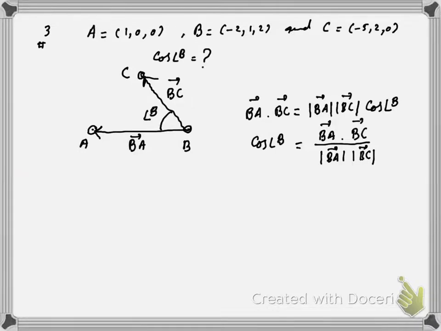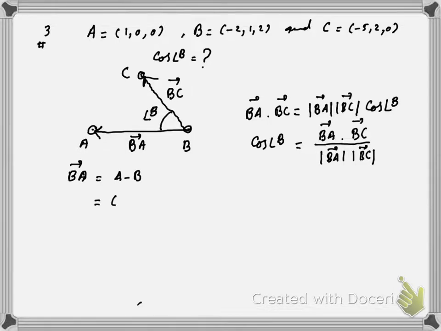Now for finding cos of angle B, we find their dot products and their magnitudes. So first we find the B to A vector, it is equal to A minus B.